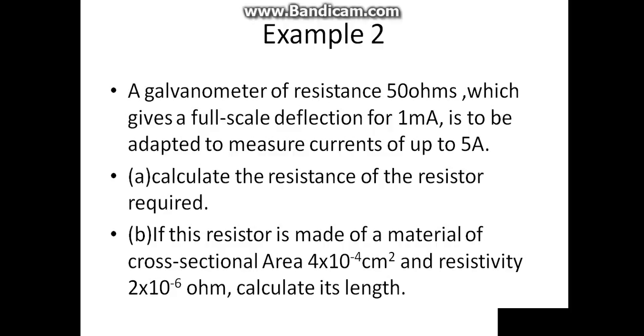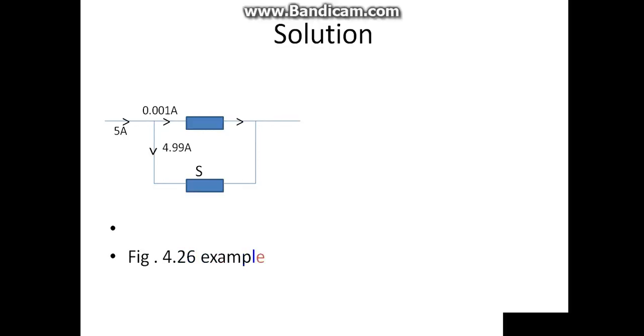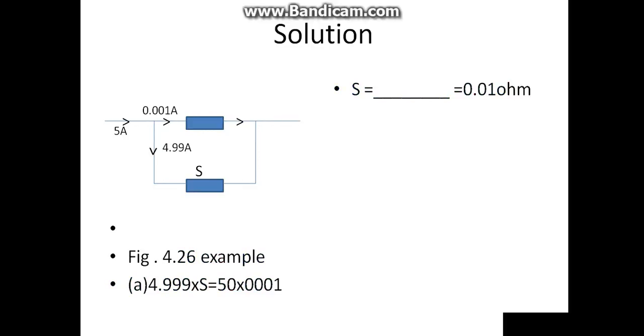Solution. Rho is equal to capital R times capital A all over L, which is equal to 3 times 0.004 cm cube all over 2 times 10 cm, which gives us 0.60 ohm cm.